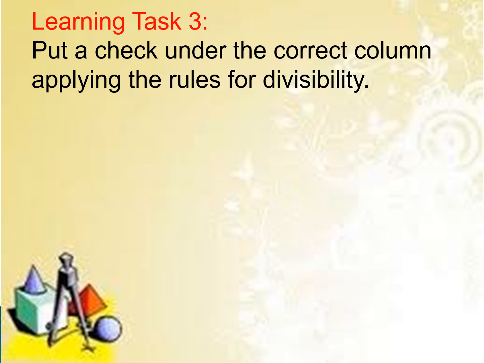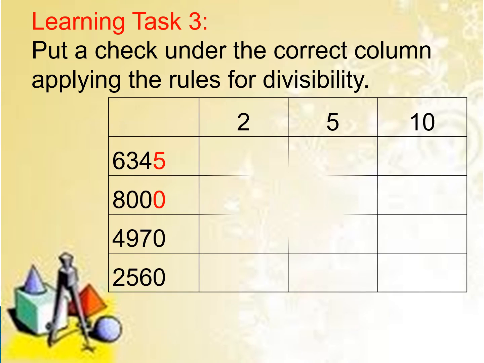Learning task 3. Put a check under the correct column, applying the rules for divisibility. Okay? First number, 6,345. Next, 8,000. Next number, 4,970. And last, 2,560.